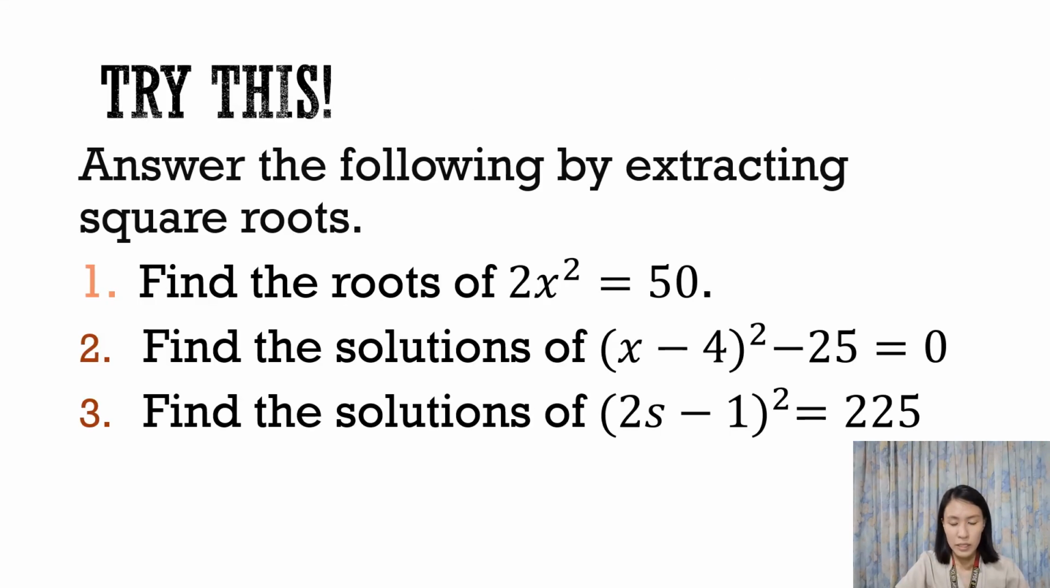Now, you will be given 5 minutes to answer this one in your notebook. Try this. Answer the following by extracting square roots. Number 1, find the roots of 2x squared is equal to 50. Number 2, find the solutions of the quantity x minus 4 squared minus 25 is equal to 0. Number 3, find the solutions of the quantity 2s minus 1 squared is equal to 225.